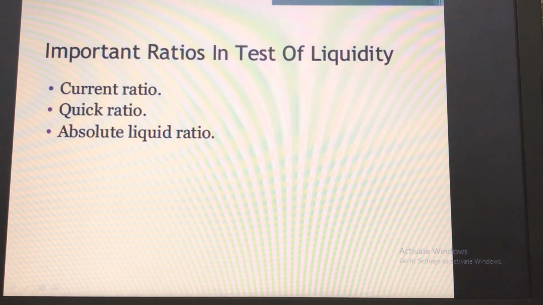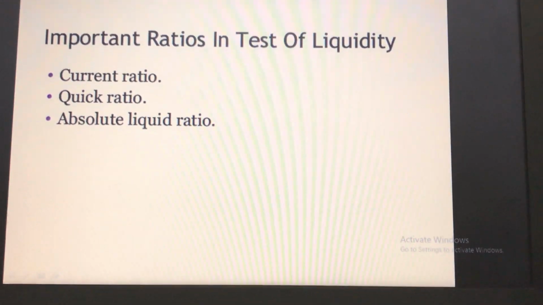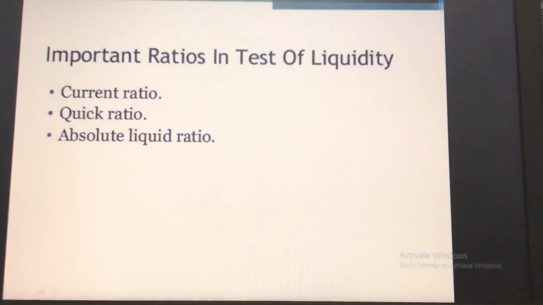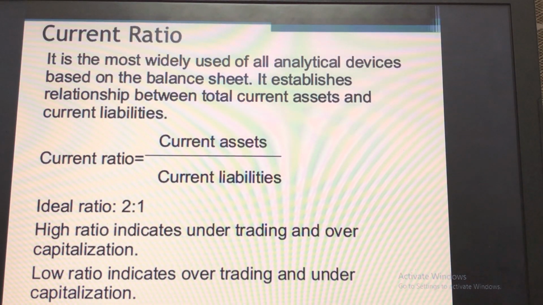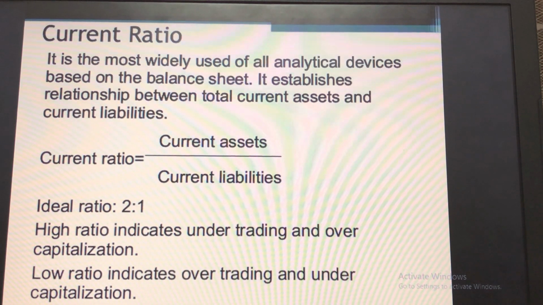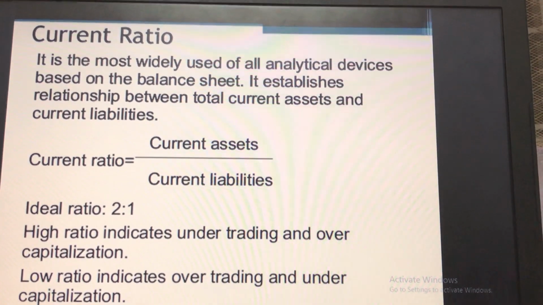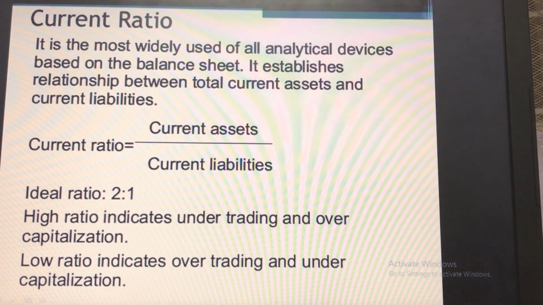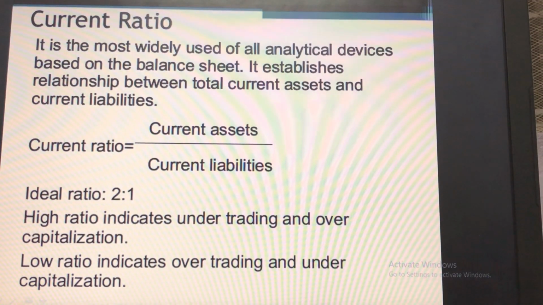Now current ratio. It is the most widely used of all analytical devices based on the balance sheet. It establishes relationship between total current assets and current liabilities. Formula of current ratio: current ratio is equal to current assets divided by current liabilities. Always the ideal current ratio is 2:1. High ratio indicates under trading and over capitalization. Low ratio indicates over trading and under capitalization.